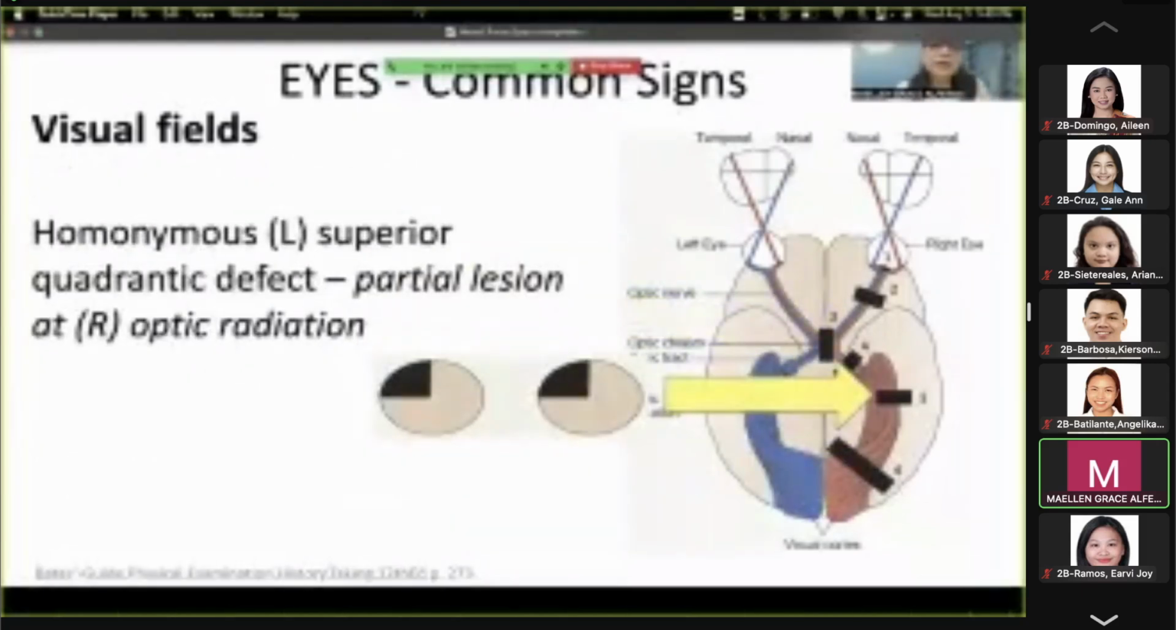Now, as I've mentioned earlier, you can have quadrantic defect. So you don't see the superior temporal quadrant on the left and the upper nasal quadrant on the right. And usually the defect is a partial lesion in the optic radiation, which is contralateral to the side. Okay?